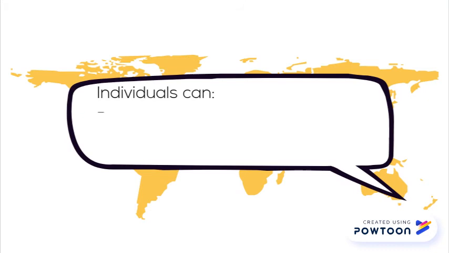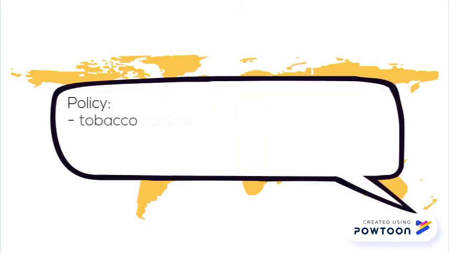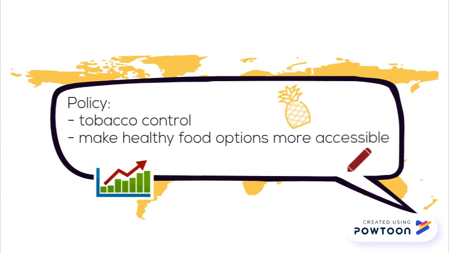On an individual level, we can modify our diet by eating less fat and salt and more fruits and vegetables. We can also reduce our smoking and alcohol intake, as well as exercise more. So from a public policy standpoint, governments should work to implement tobacco control policies and to make healthy food options more accessible. So for example, by reducing costs or including healthy lunch programs in schools.